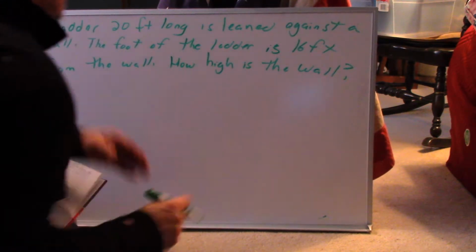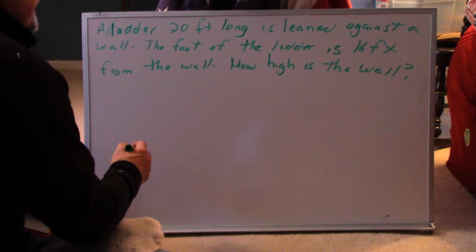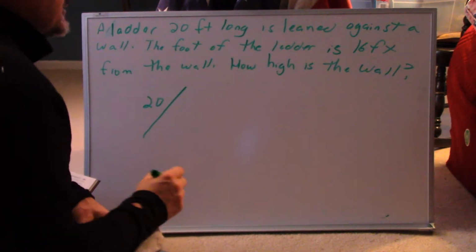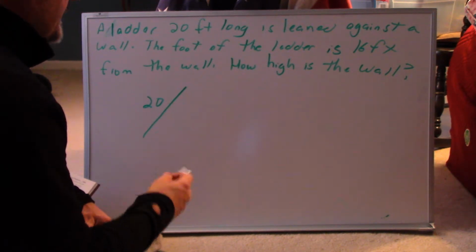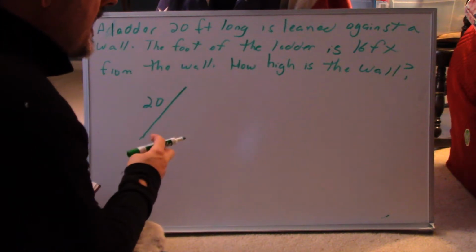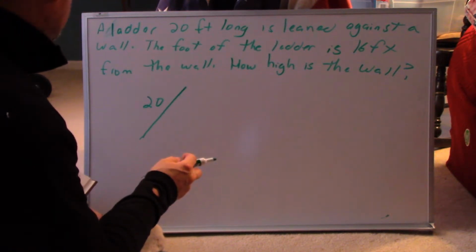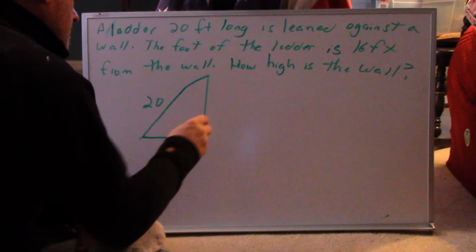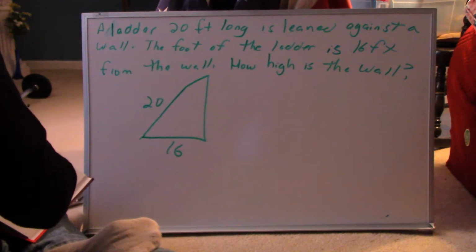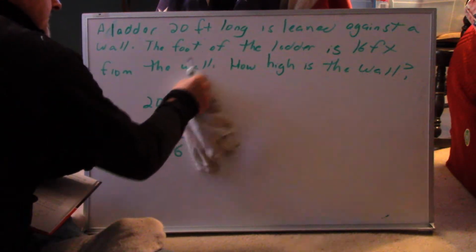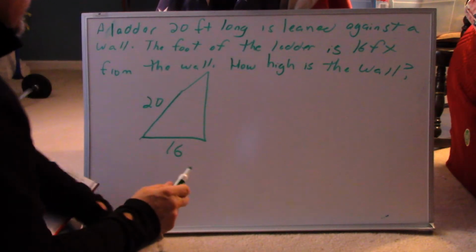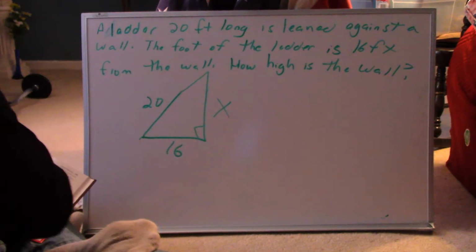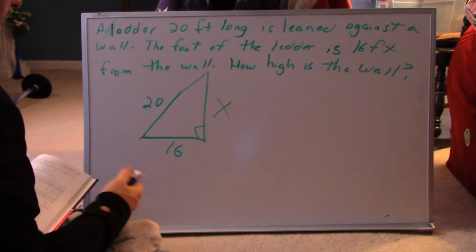Let's see if that makes sense. A ladder 20 feet long is leaned against a wall. The foot of the ladder is 16 feet from the wall. And this is the wall. I know that's crooked, but what can I do? It's a little crooked. How's that? That's a little better. Right triangle. How high is the wall? That's that. Okay. Now, let's do it.